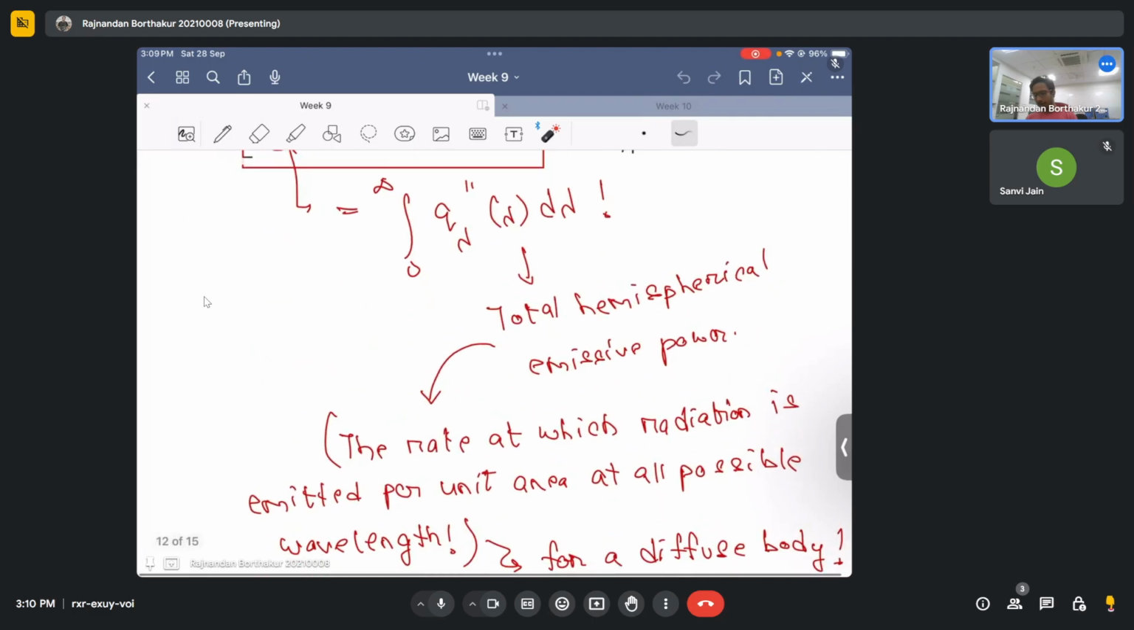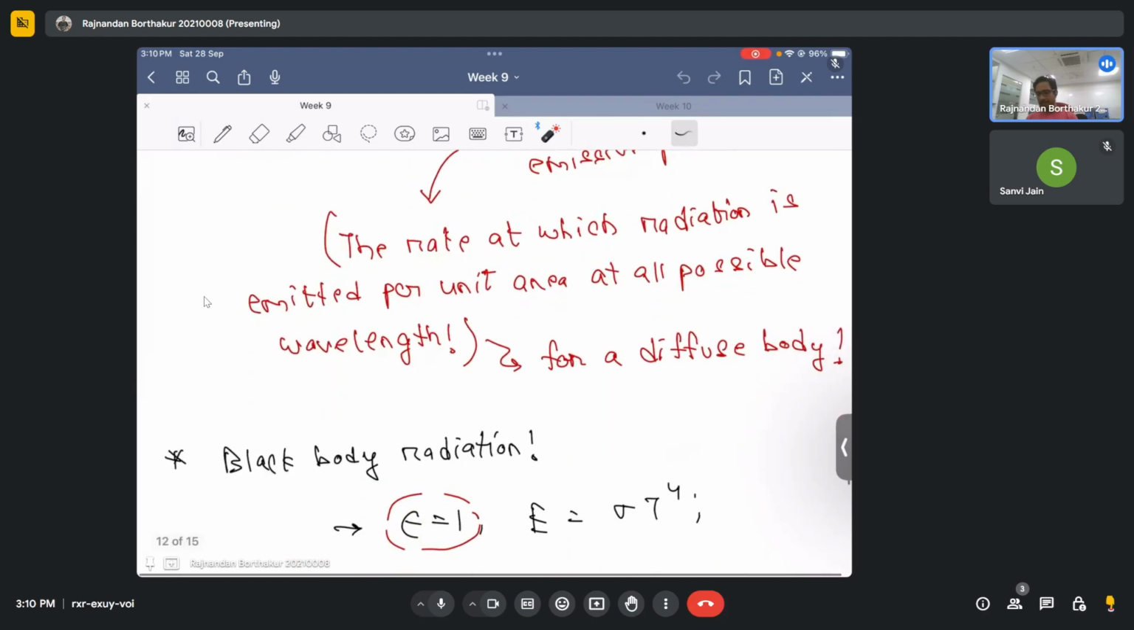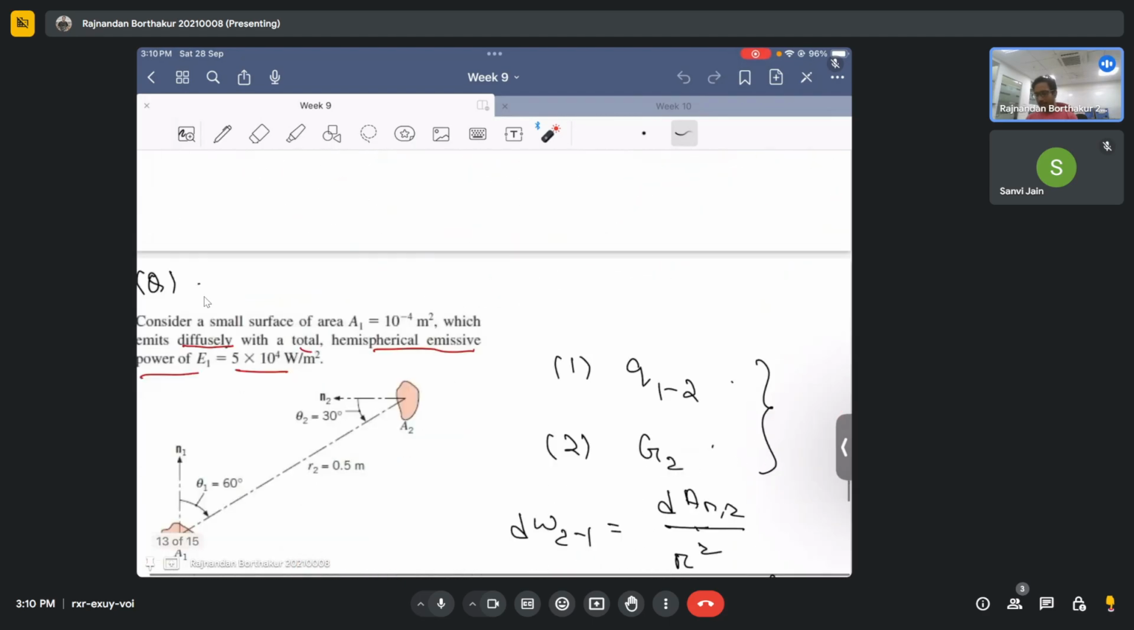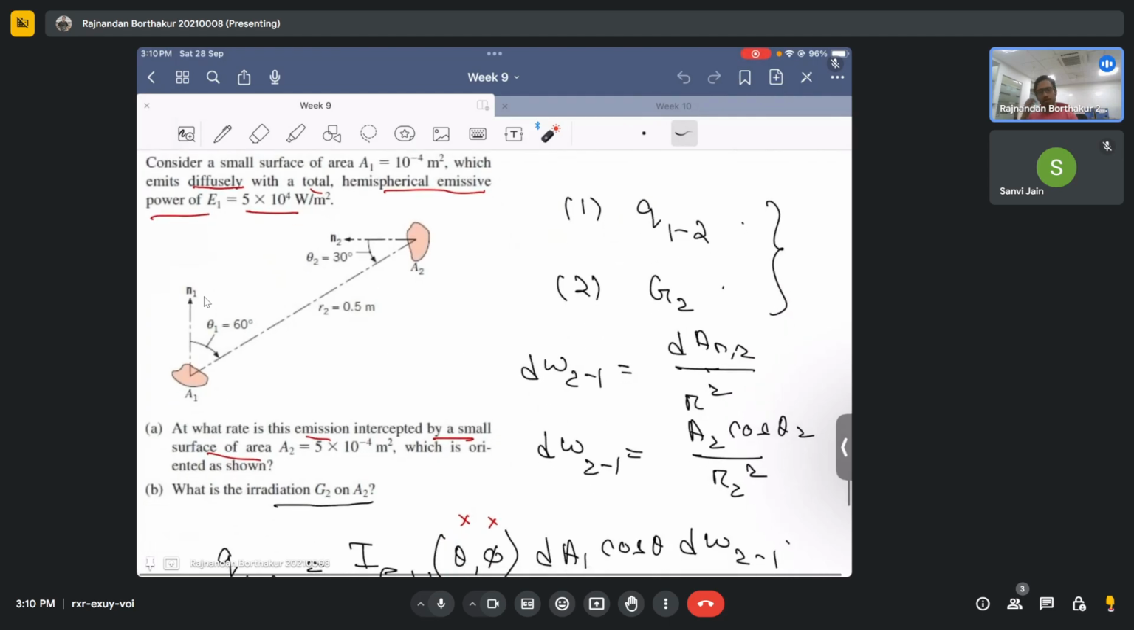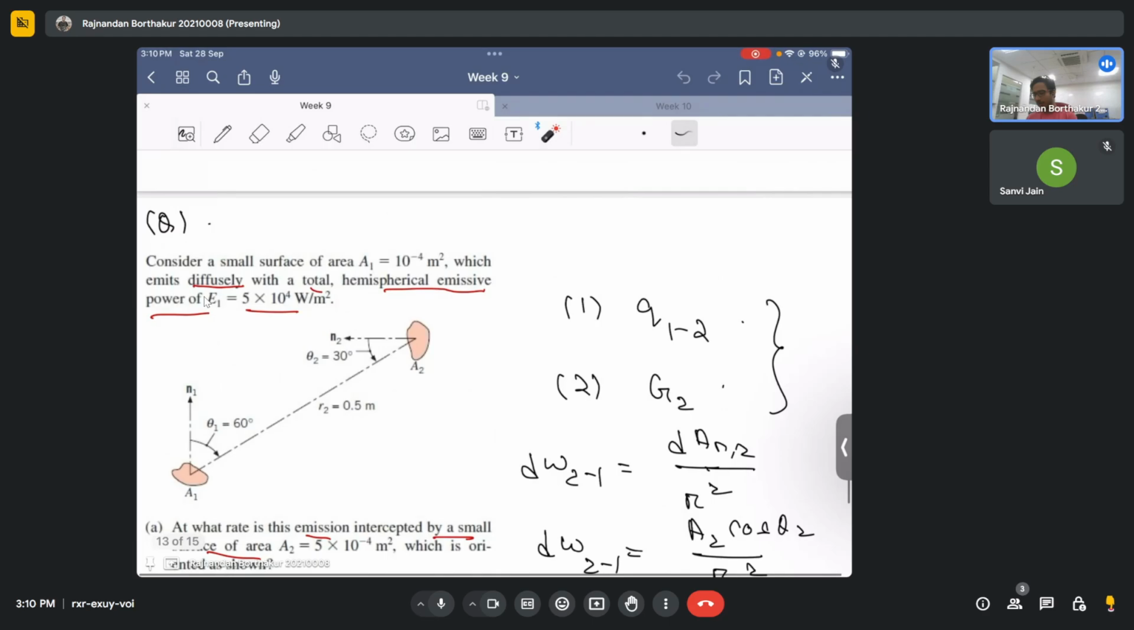But remember, this is true only for a diffuse emitter, as we have extensively discussed in the last class. We ended the discussion by solving a problem. Also, we looked into some properties of a black body, but we solved the problem involving this. So basically, we just solved a problem in which there was a surface. It was a diffuse surface which was emitting radiation.